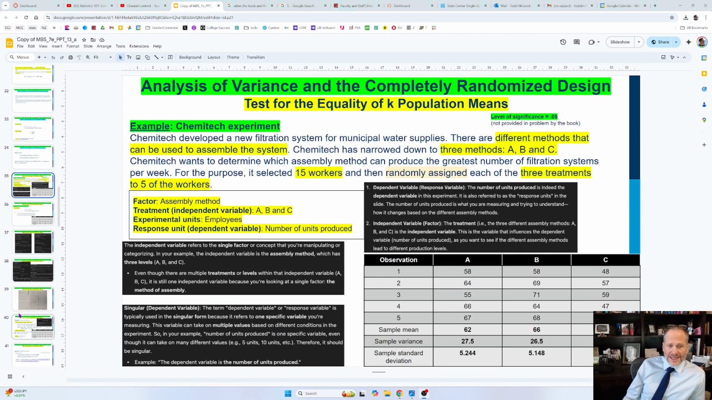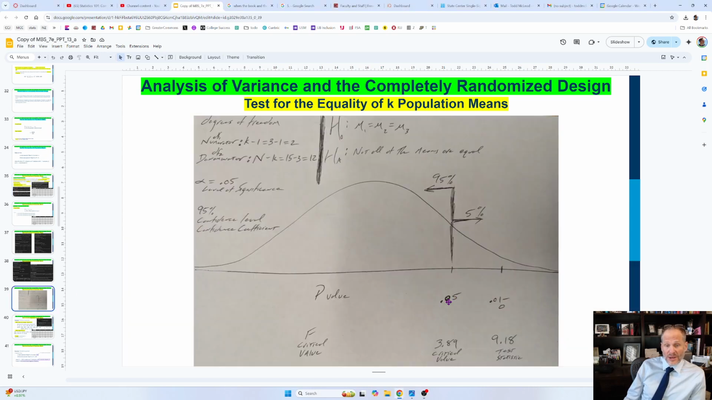We were talking about the Kim test experiment. Here's the Kim test experiment as an example. And then, when we get our sample mean, our sample variance, we could start to calculate our values and get this. So at the 0.05 level of significance, it gives us 3.89 as a critical value.